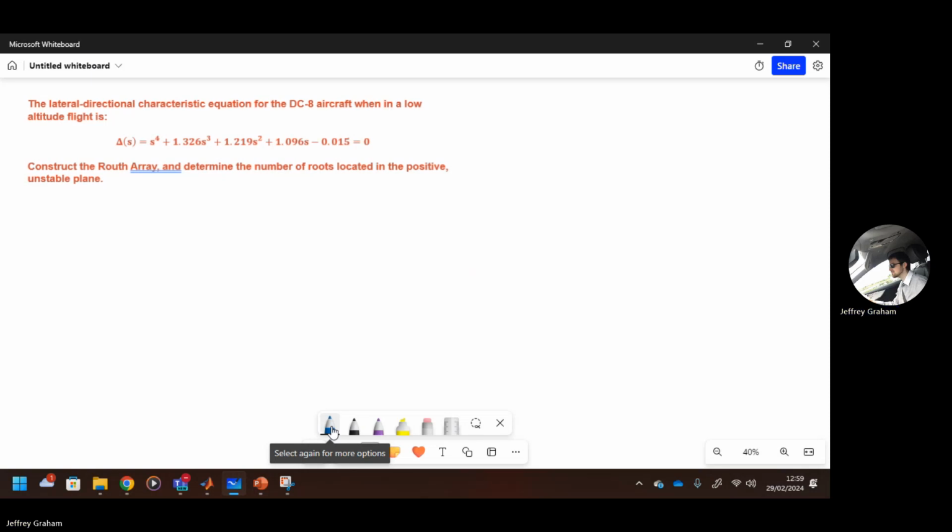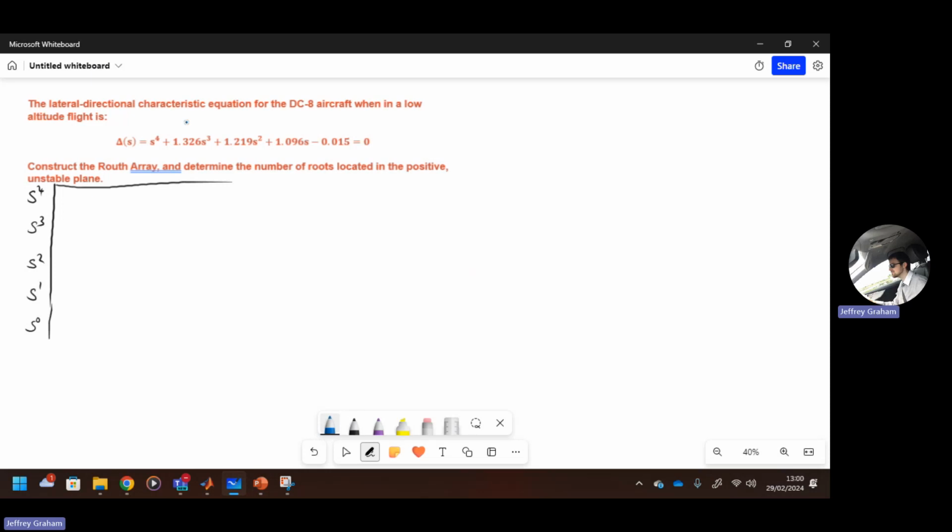Okay, right. The closed loop characteristic equation for the DC-8 aircraft is shown there. It says construct the Routh array, determine the roots in the positive unstable plane. So first off, it's a power 4 function. I'm going to produce that L-shaped grid. So S to 4, 3, 2, 1, 0.